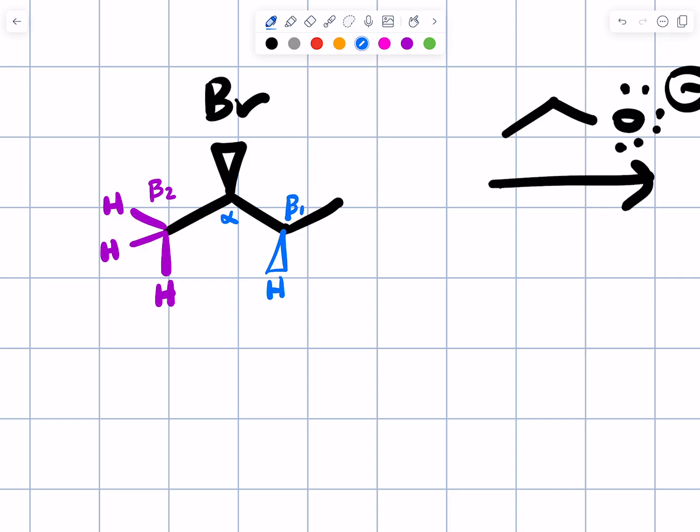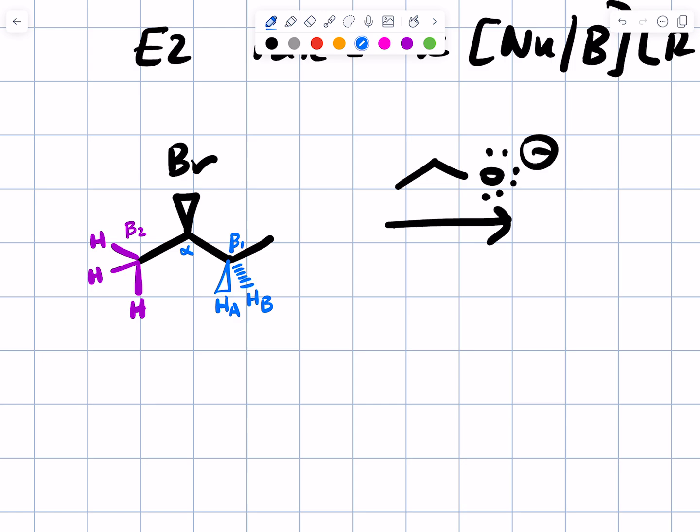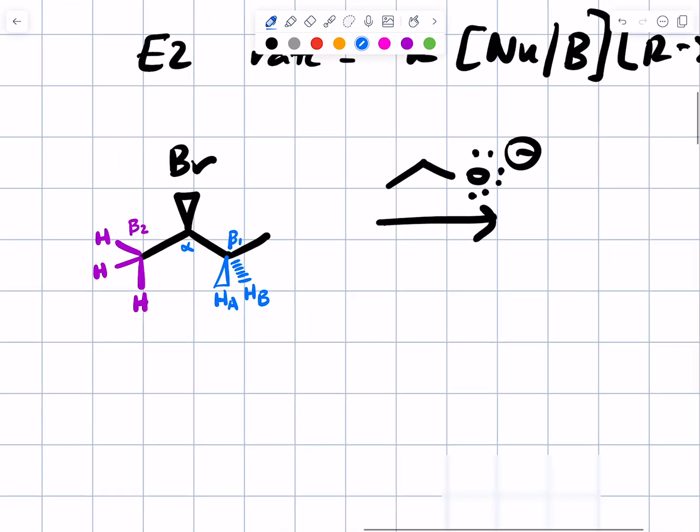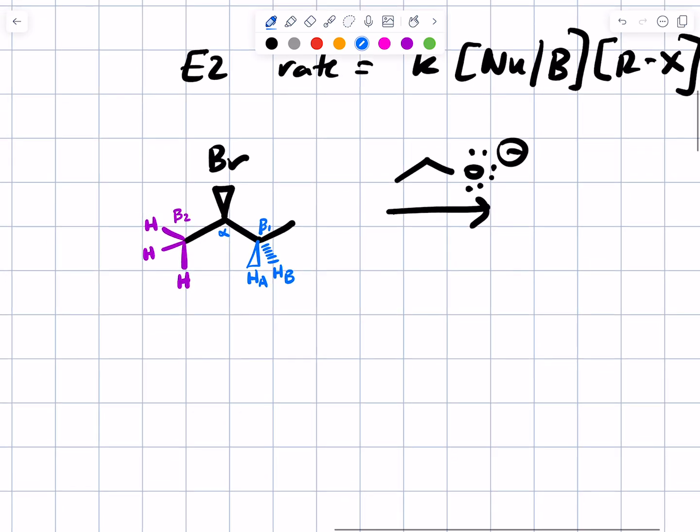And it may not immediately be apparent that they are distinct. So what we're going to do is draw the products that come from removal of each of them. Okay? But first, let's simply draw the product that comes from removal of one of the purple beta protons, the one on beta carbon 2.